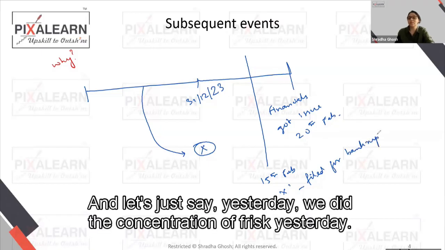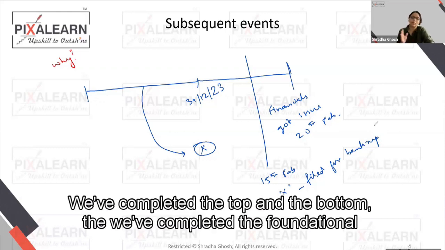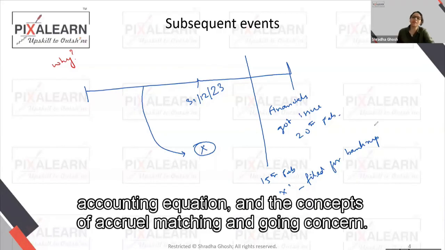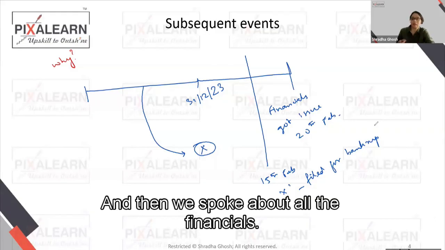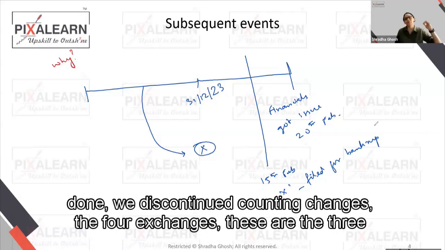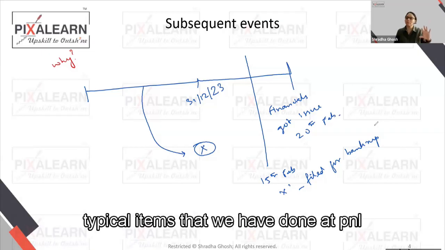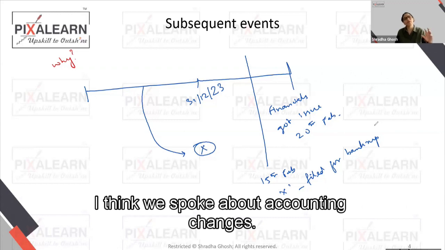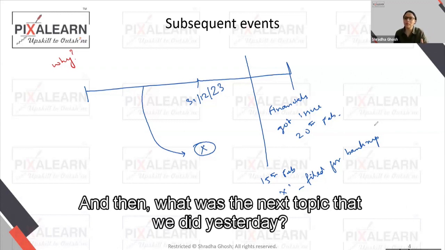And yesterday we did the concentration of risk, right? So what have we done so far? We've completed the top and the bottom. We've completed the foundational concepts, which is the net worth accounting equation and the concepts of accrual, matching, and going concern. And then we spoke about all the financials. Then we started digging the first layer, which is the P&L account. We have done the discontinued operations, accounting changes, and the forex changes. These are the three typical items that we've done in P&L. Yesterday's class, I think we spoke about accounting changes. And then what was the next topic that we did yesterday?